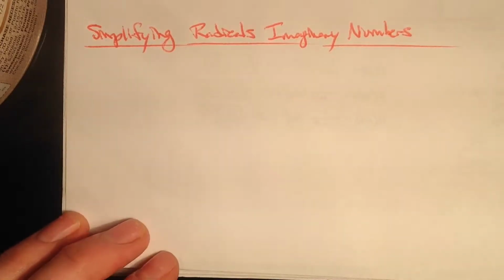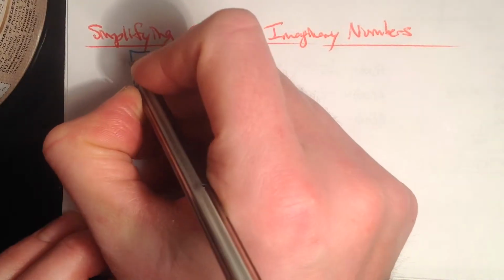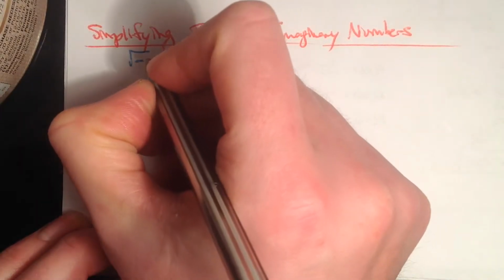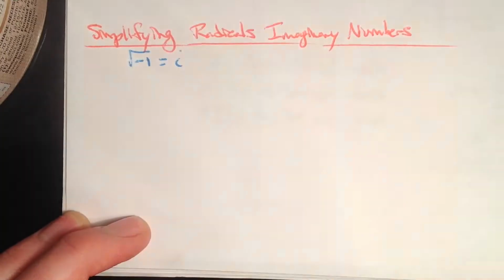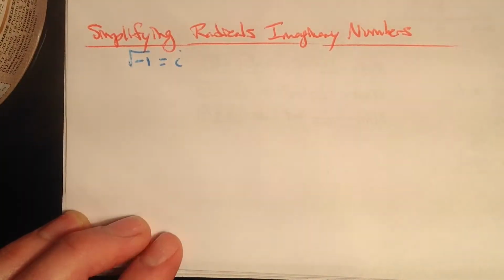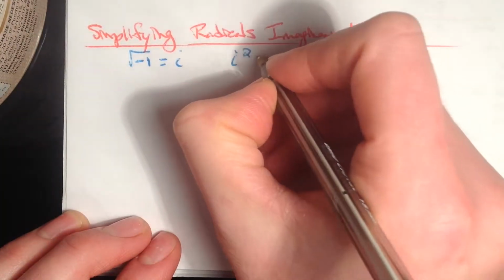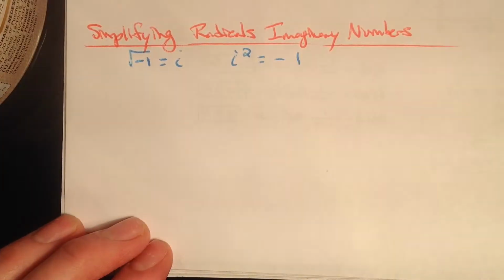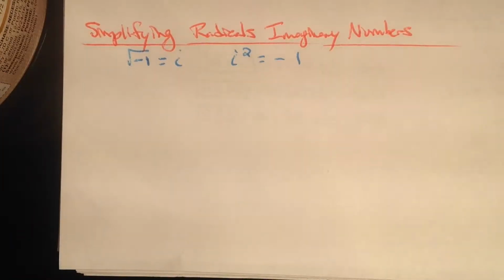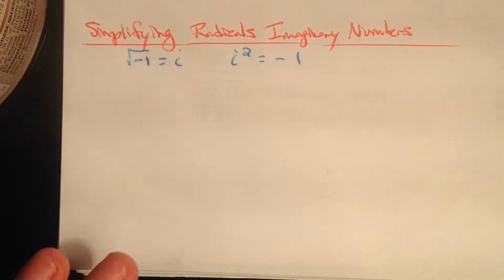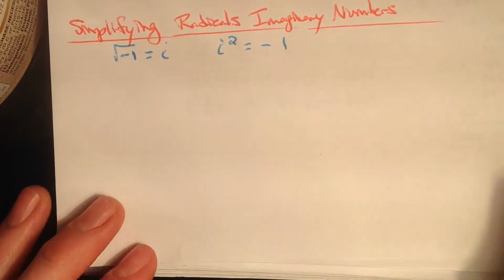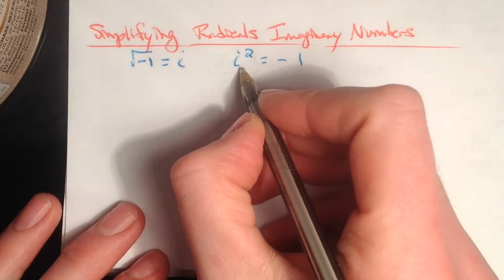Simplifying radicals involving imaginary numbers. Now the first thing to know is the square root of negative 1 specifically is equal to i. And that i squared is equal to -1. So these are the first two rules we need to remember when dealing with radicals that have imaginaries in them, and when dealing with imaginary numbers.